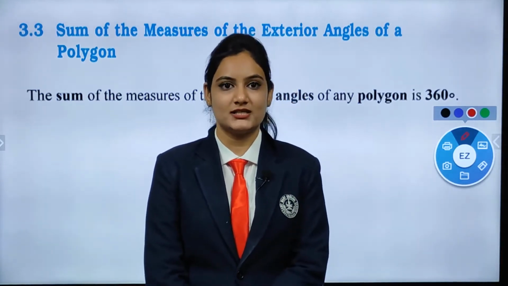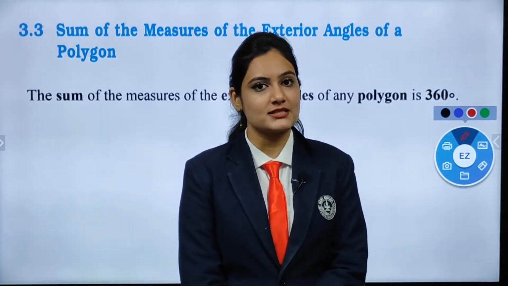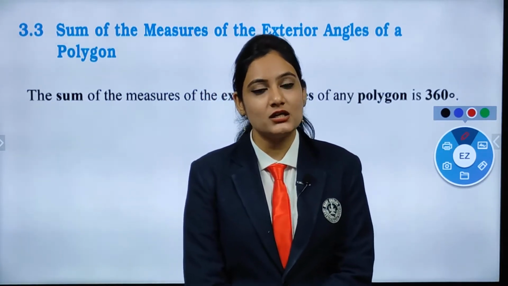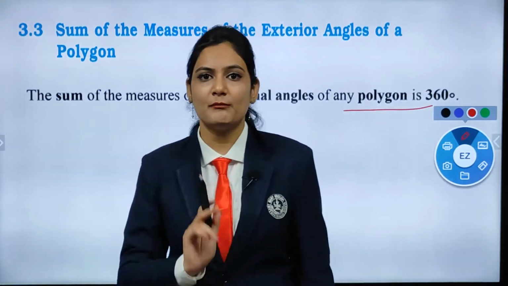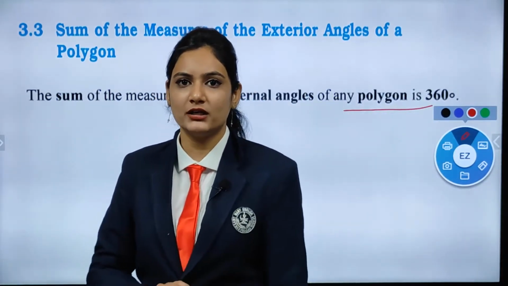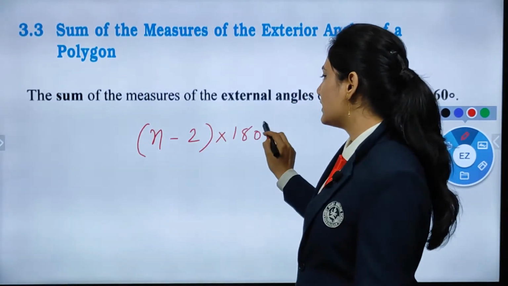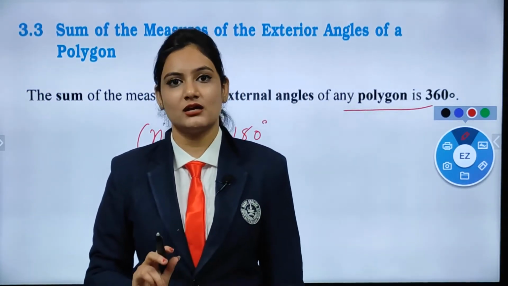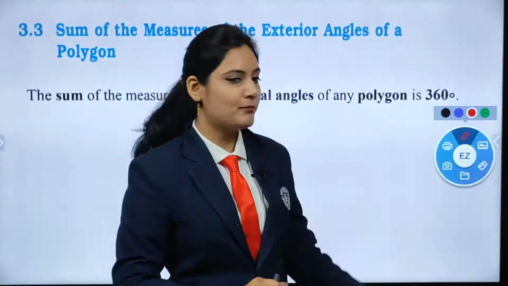Now in this video we will understand the sum of the measures of exterior angles of a polygon, and we will start our exercise 3.2 also. Now children, see, when you add all the exterior angles of the polygon, the answer will be equal to 360 degree. Remember, when you have to find the sum of interior angles, then you have to use the formula n minus 2 into bracket 180 degree. But if the question is what is the sum of all exterior angles of a polygon, then it is equal to 360 degree.